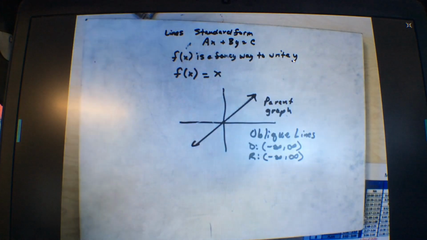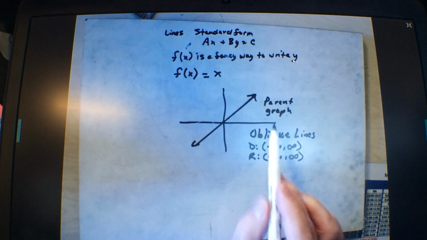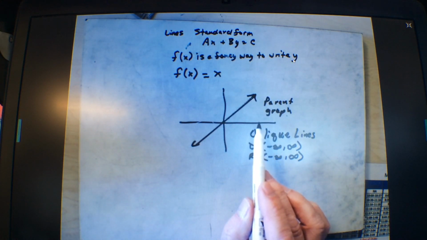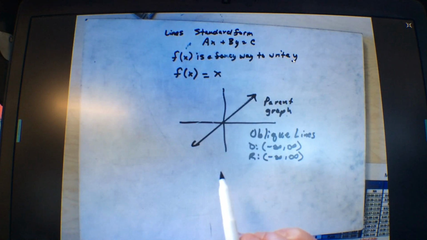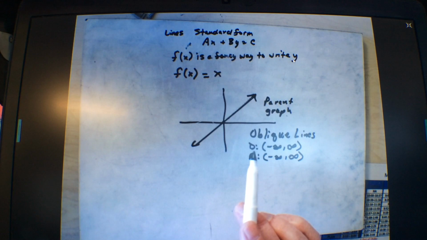Now, let's remind ourselves, what are the two bad boys? Horizontal and vertical. They do not fit this pattern. The vertical line is x equals some number, and the horizontal line is y equals some number. They do not fit this oblique line pattern.